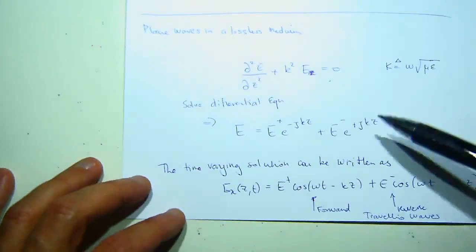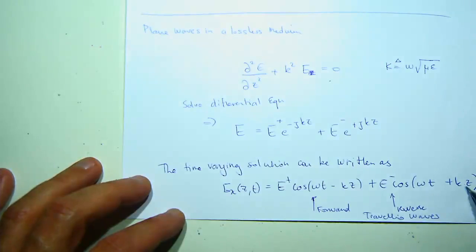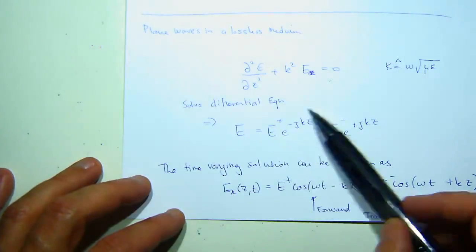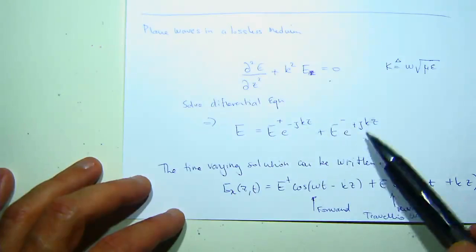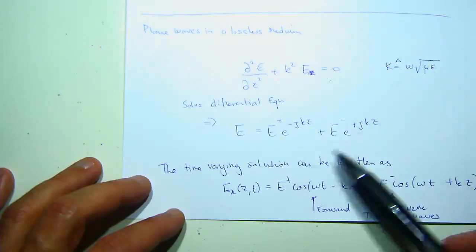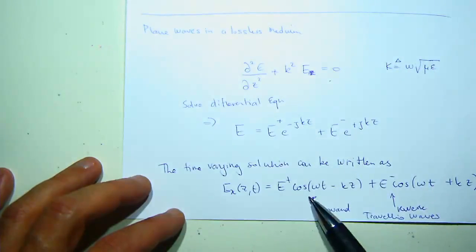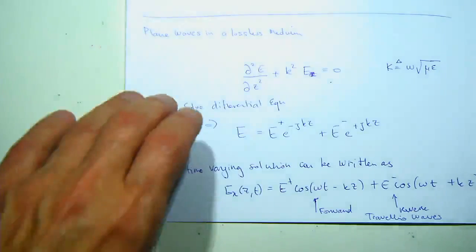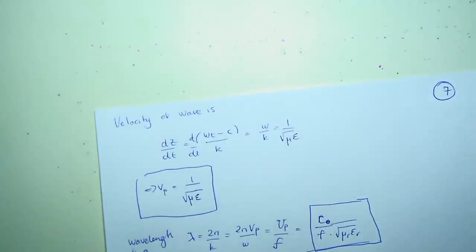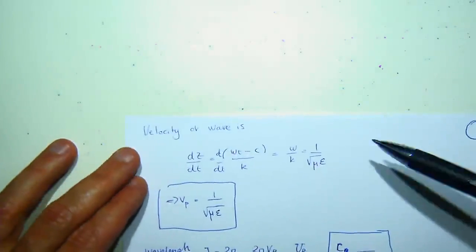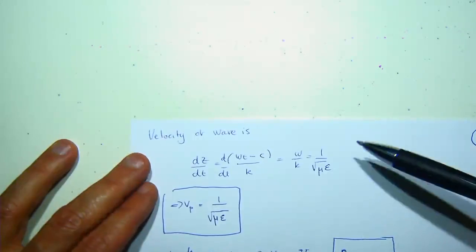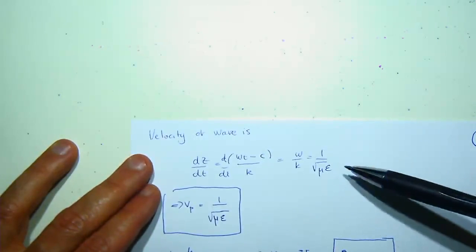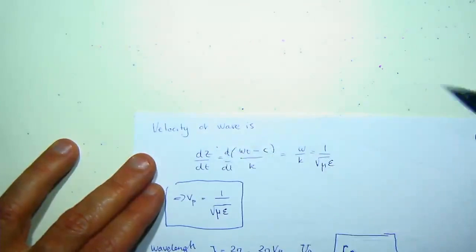Okay, and here what I've done is I've just said, well, let's rewrite that as cosines. I could have chosen sines, I could have chosen e to the minus jkz, whatever. All I've done here is actually included the time component into this equation. The reason why I've done this is to be able to then work out the velocity of a wave, right? So what I want you to be able to figure out is the velocity of the wave, which is essentially just dz/dt.